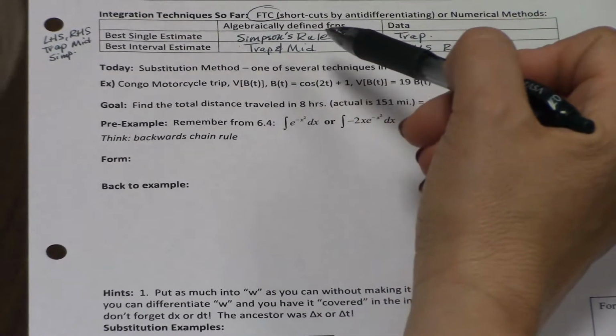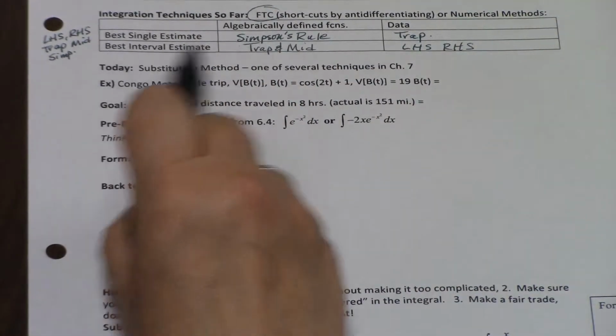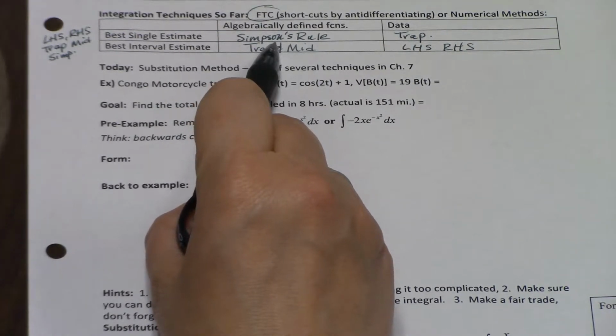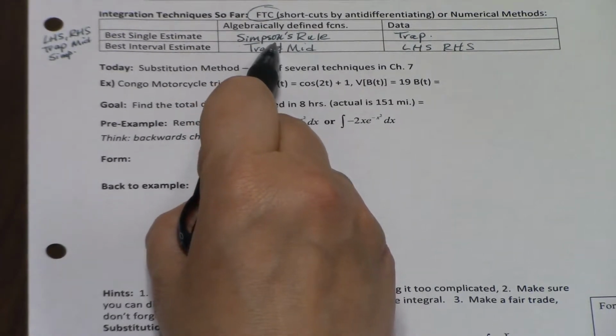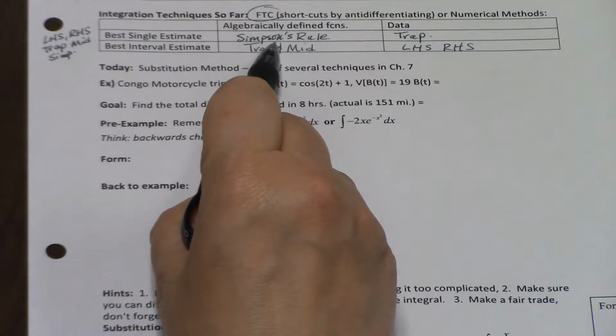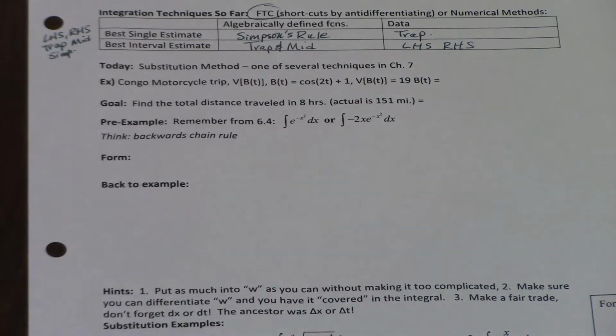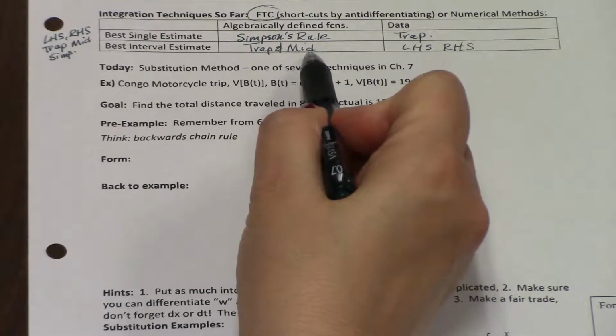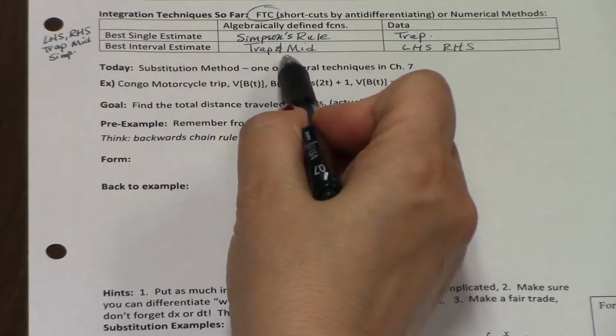Under algebraically defined functions, for the single best estimate, we know that Simpson's rule is the best numerical method that we have. So if you had to come up with just a single best estimate for this antiderivative, you would use Simpson's method. If you had to find something that was for sure underneath the actual value and above the actual value, you would use trap and mid to give those estimates, because they're the tightest interval that you could give.